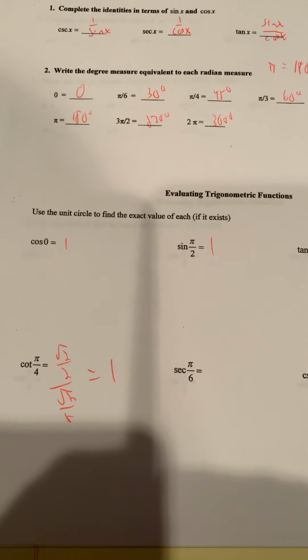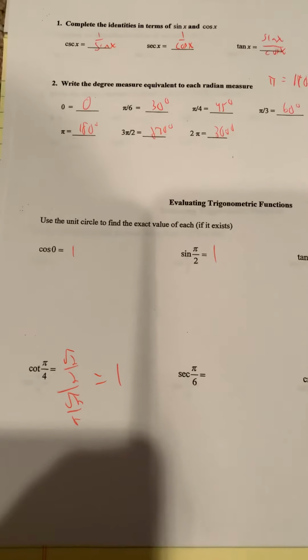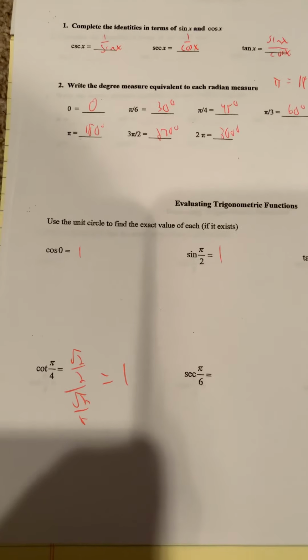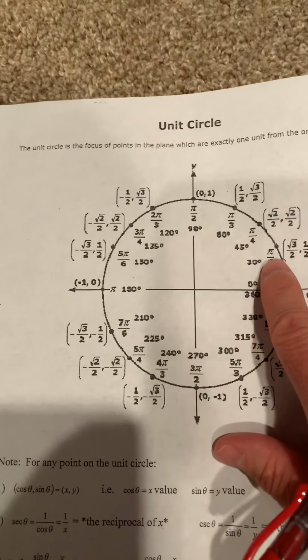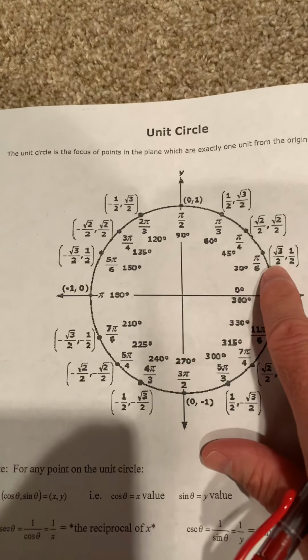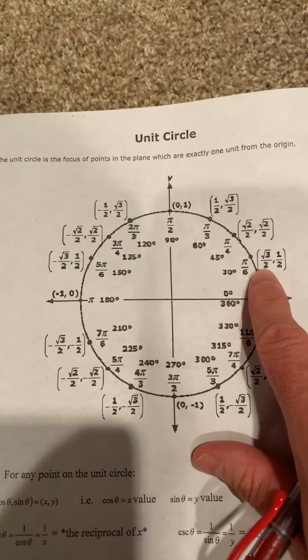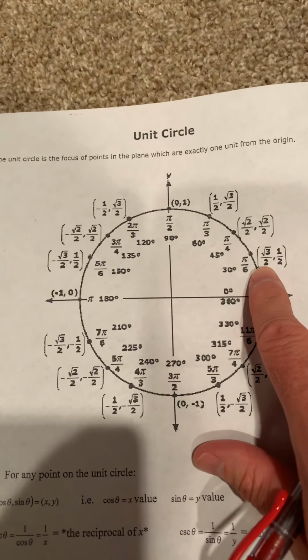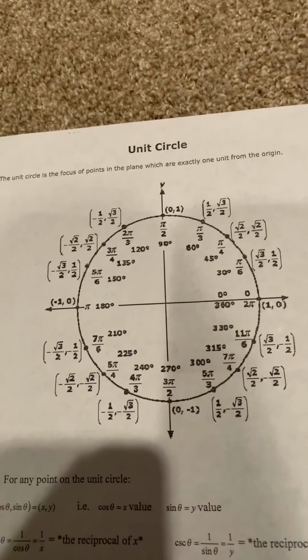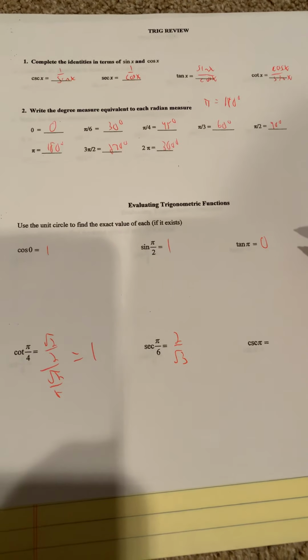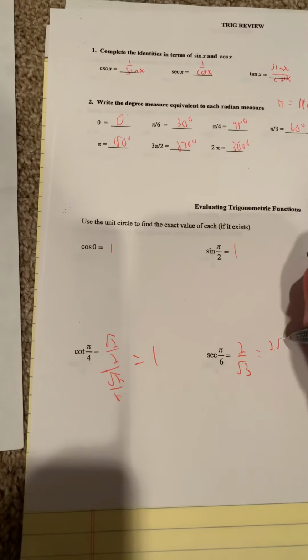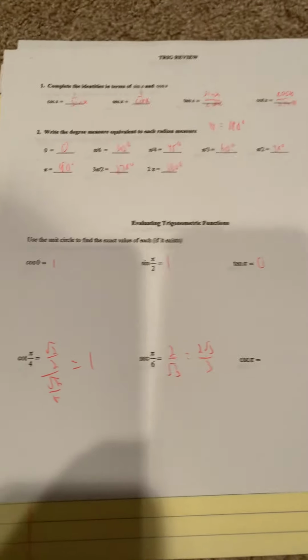So to find the secant of pi over 6, well, it doesn't fall on an axis. So if it falls inside a quadrant, I want you to use the unit circle. So you go over here and you go to pi over 6. Now the cosine of pi over 6 is this value. However, the secant's the reciprocal of that. So you flip it and do the reciprocal, which is 2 over root 3. So when you rationalize it, it's 2 root 3 over 3.